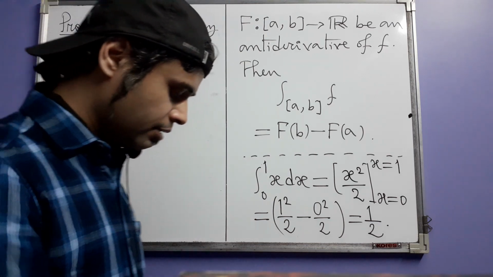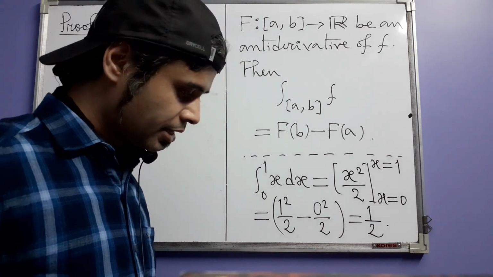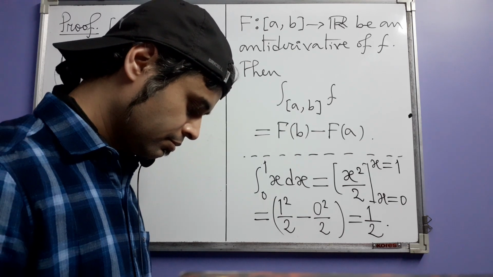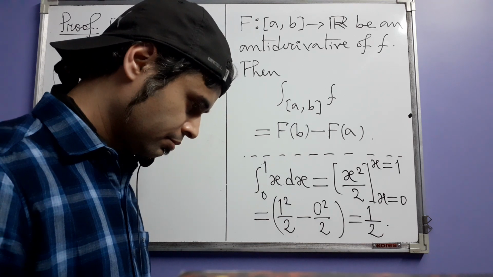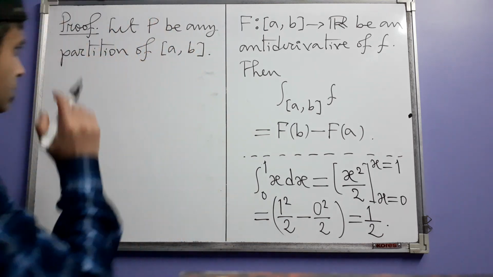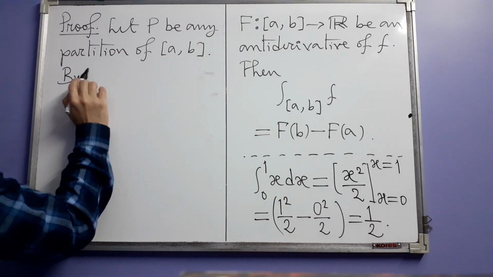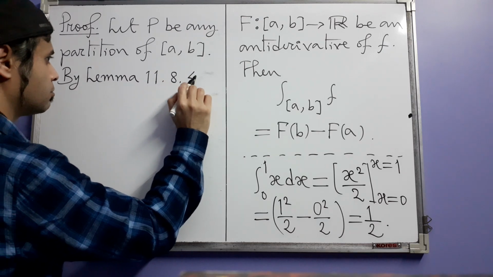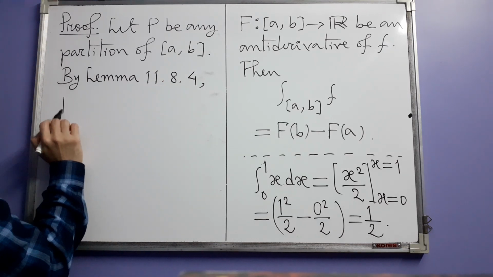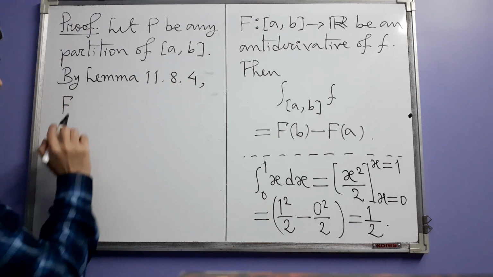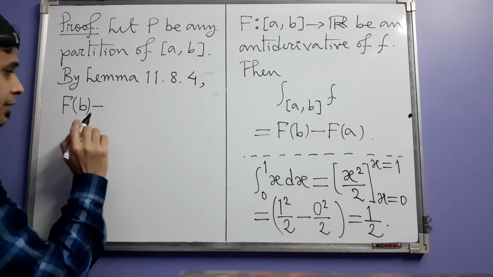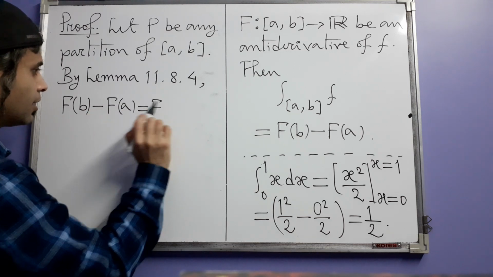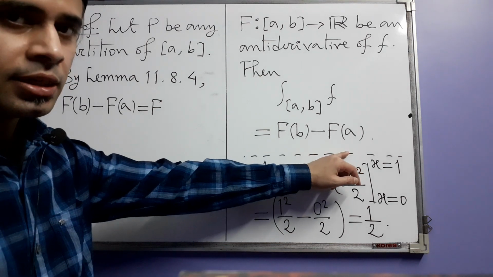And that property, which theorem is it coming from? You need to mention that also. It's not a theorem, it's a lemma. By lemma 11.8.4, the F length of this interval is F of b by the definition of alpha length, minus F of a. So this is the F length. Do you see that we are already getting F(b) minus F(a)?